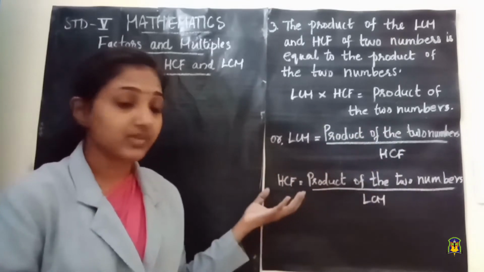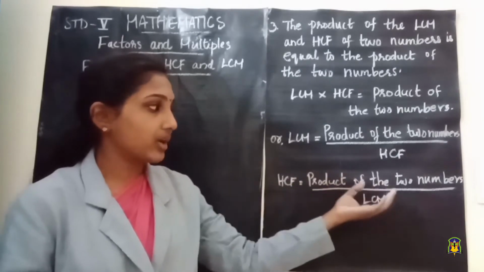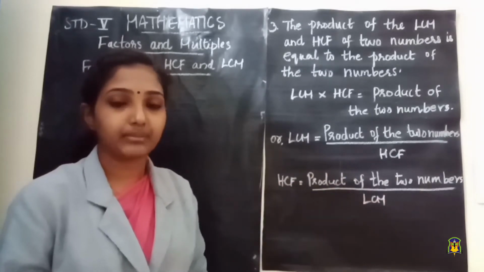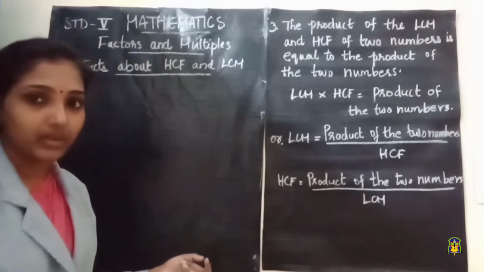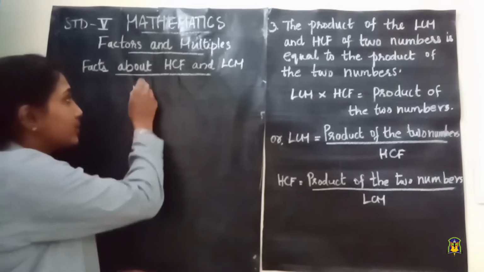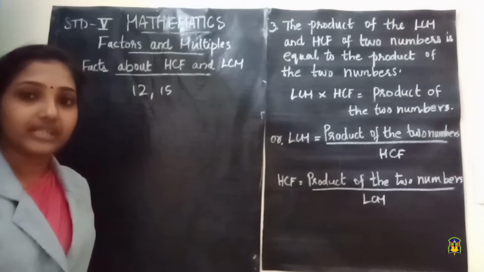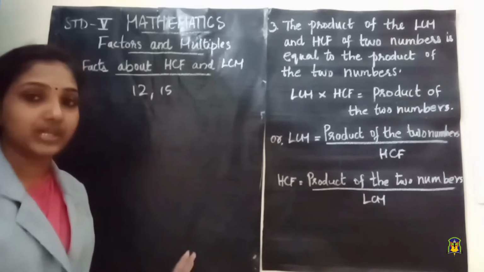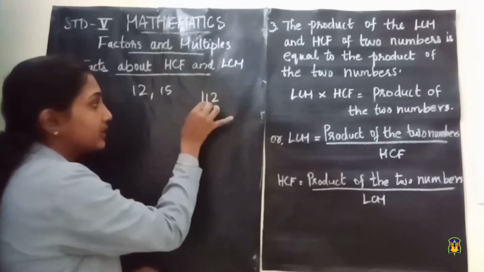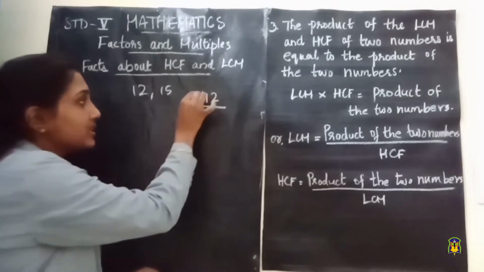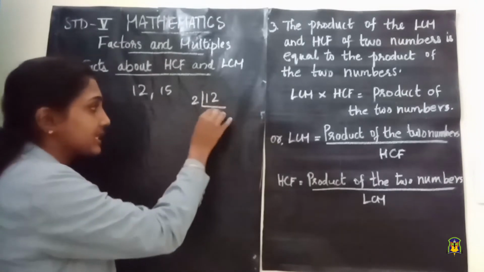Okay, and to find the HCF, what will we do? HCF is equal to the product of the two numbers divided by LCM. So let's work it out with an example. Here we are given two numbers 12 and 15. First let's find out the LCM and HCF of 12 and 15. We'll do it with prime factorization. So 12 divided by 2 will get 6.